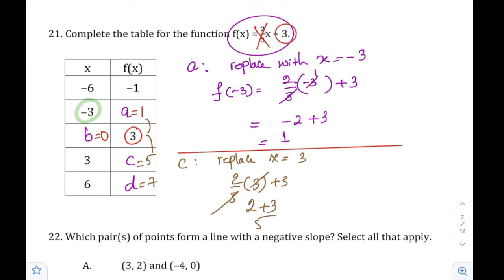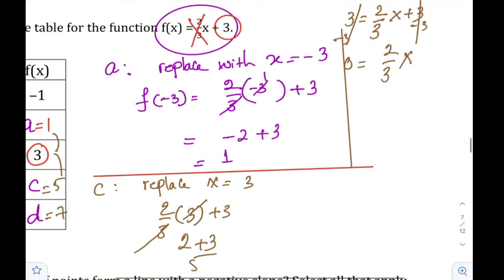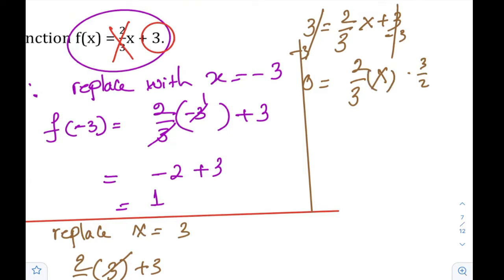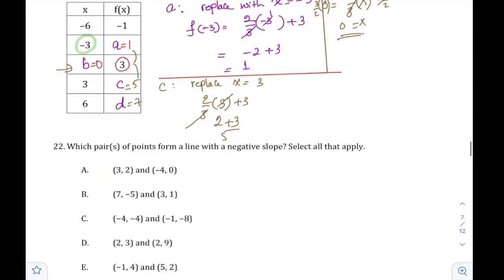Here, if you don't know, or if you did not notice that it is the y-intercept, simply you can replace the f of x by 3 and solve for x. Subtracting 3 from both sides, we have 0 is 2/3 times x. If you want to solve the equation, simply multiply by 3/2 to cancel. So x is 0, because 0 times anything is 0. And we know that without these calculations.